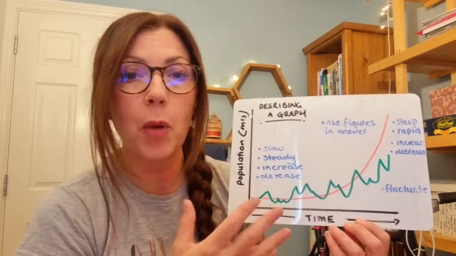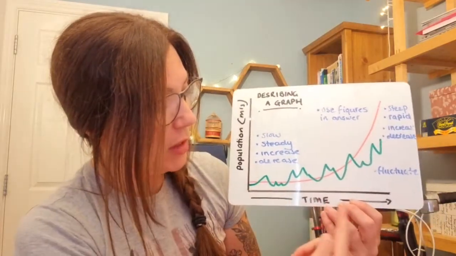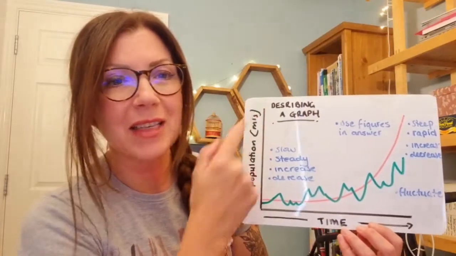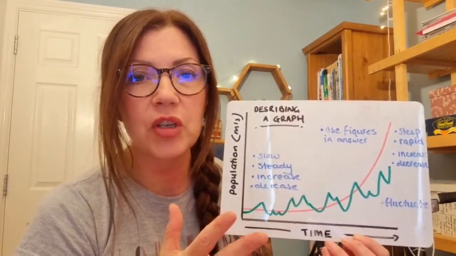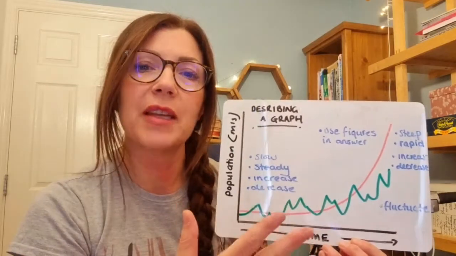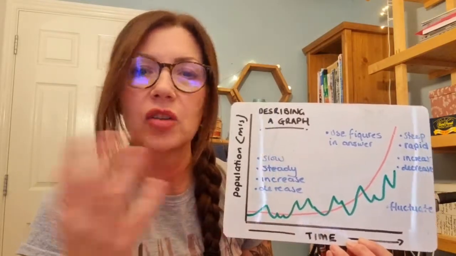This happens to be a population graph. As you can see, across the bottom is time and up the side is population. So I'm going to talk you through the type of language that you would use in order to describe this graph in a geographical way, not just in a normal way.